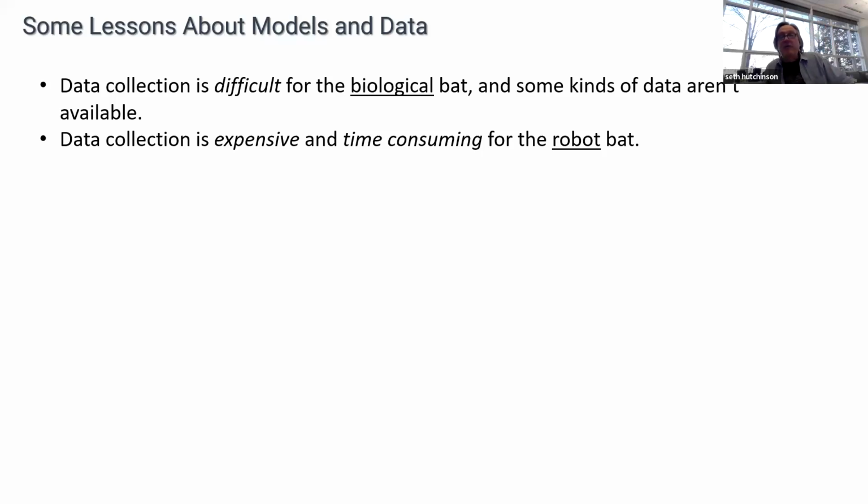What are the lessons? So the first lesson is this: collecting data for a biological bat is hard. It's hard for a lot of reasons. One of the reasons is it's an animal. You have to convince the animal to do the thing that you want to measure. And bats don't wake up in the morning dreaming of flying in a wind tunnel. So you have to convince them to fly in the wind tunnel with data markers on them, with motion capture markers on them.